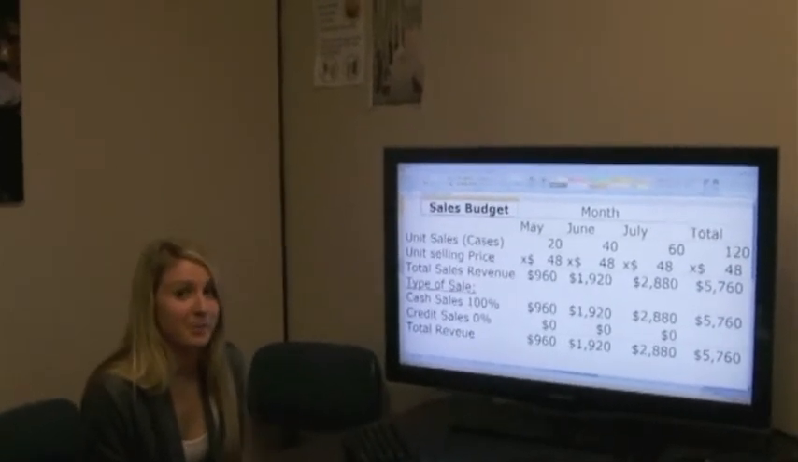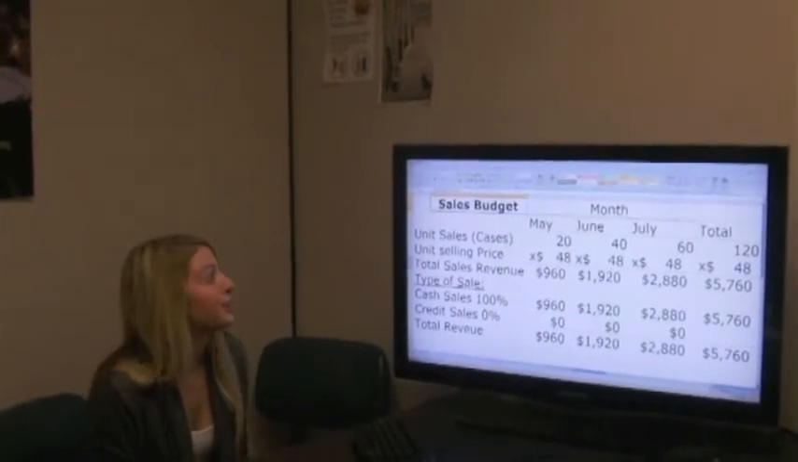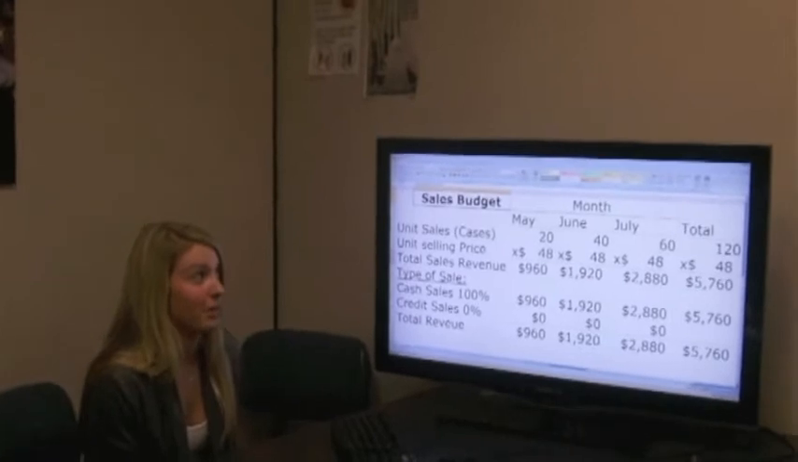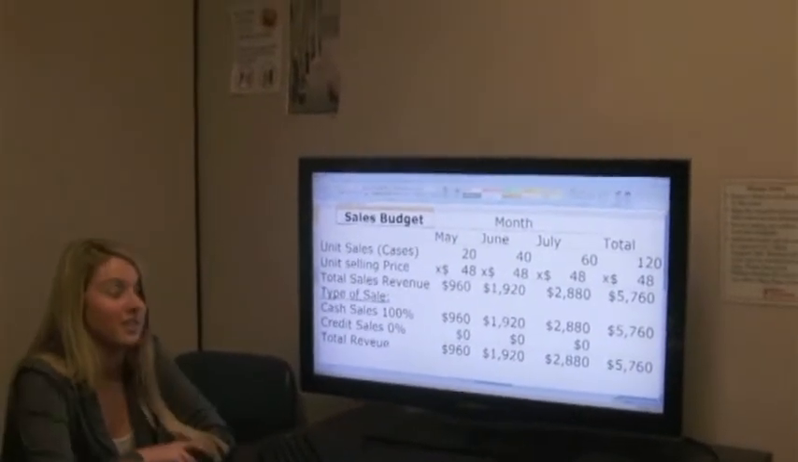Our product is Nestle Spring Water. We get packs of 24 from Sam's Club for $6.98. So for the months of May, June, and July, we are selling a total of 120 water bottles, 20 in May, 40 in June, and 60 in July.